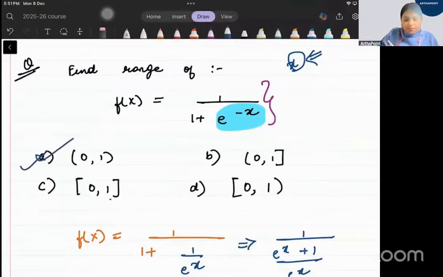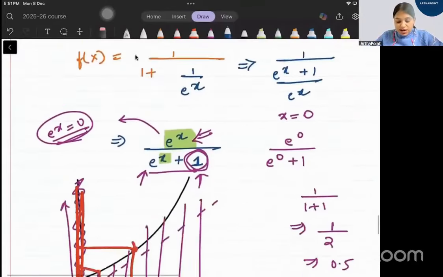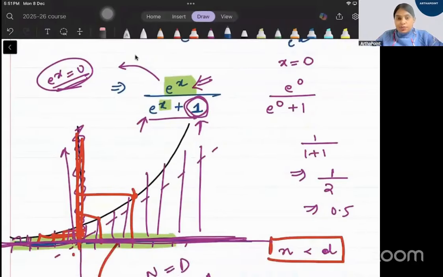Why have you answered it as B? Why will 1 be included? It won't be included. For 1 to be included, the numerator and denominator have to be equal to each other. And that's not possible here. Right? For the numerator and denominator to be equal, the denominator is getting plus 1 added to it. Okay. So next question.